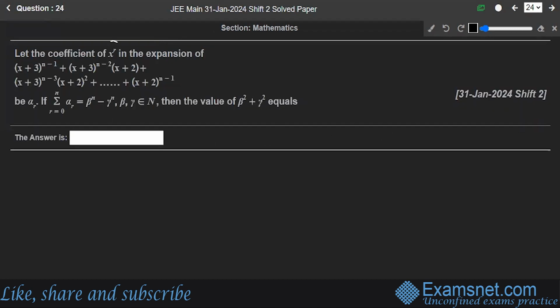Let the coefficient of x^r in the expansion of this expression. Let's look at the expression carefully. This is a single term. This is in the multiplication, this is in the multiplication, and so on. The last one is also a single term.